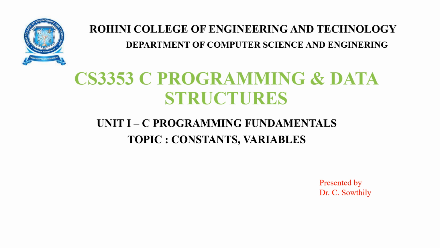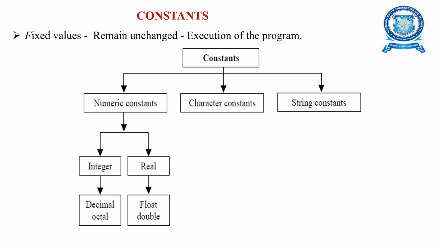So here we will discuss constants and variables. Constants are fixed values and they remain unchanged during the execution of the program. The constants are classified as follows: numerical constants, character constants, string constants. Numerical constants include integer and real constants. Decimal and octal come under integer, and float and double come under real.